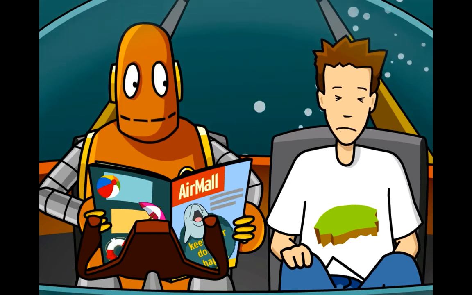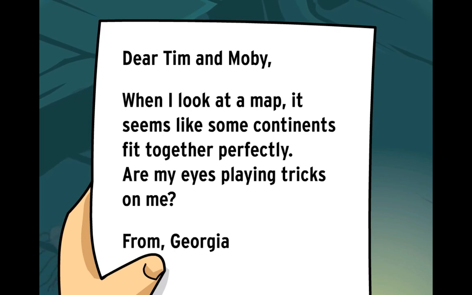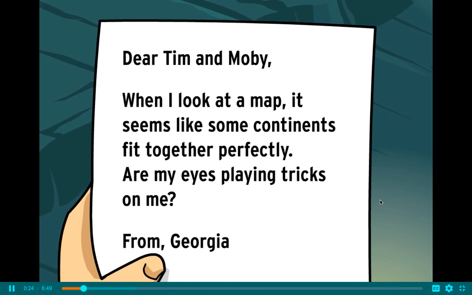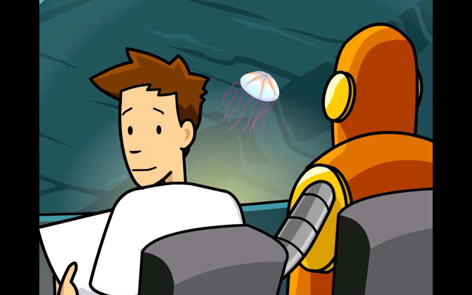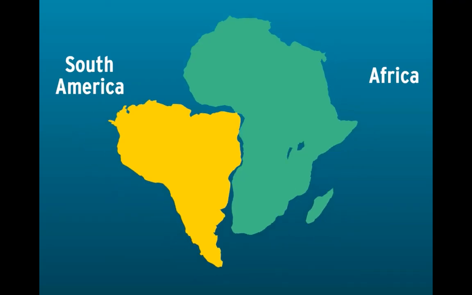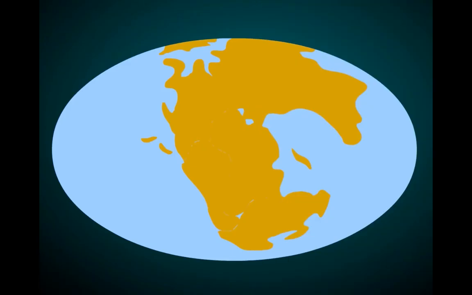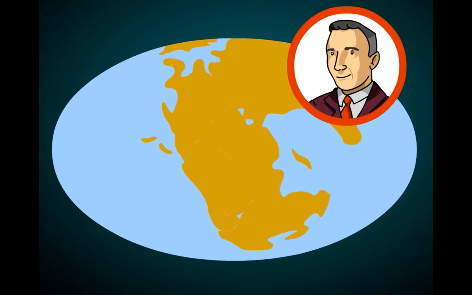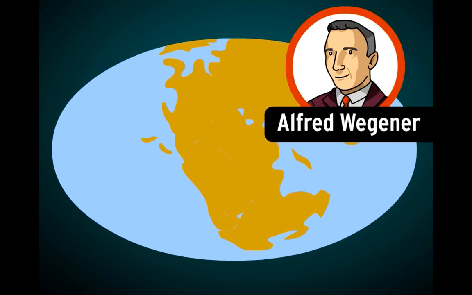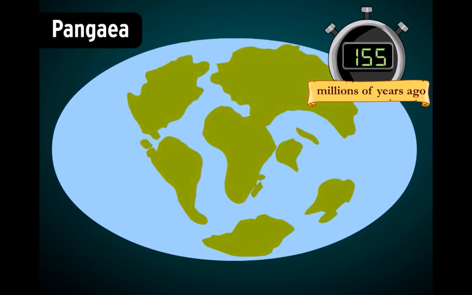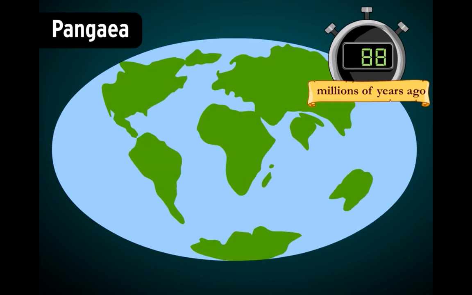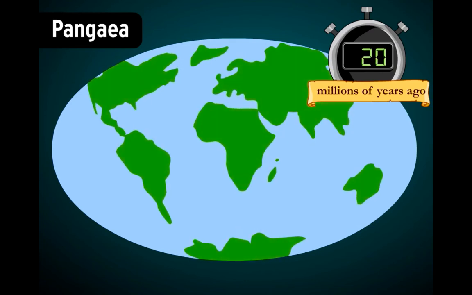Oh, great. Dear Tim and Moby, when I look at a map, it seems like some continents fit together perfectly. Are my eyes playing tricks on me? From Georgia. You're not seeing things, Georgia. Some continents look exactly like puzzle pieces that snap together. Early mapmakers suspected that they were once all connected. In the early 20th century, a scientist named Alfred Wegener called this supercontinent Pangaea. He thought different chunks of it broke off and slowly moved apart. Over millions of years, they formed the continents we know today.